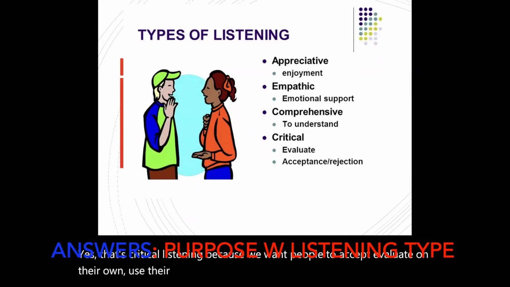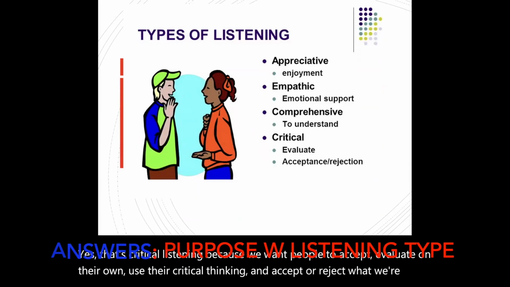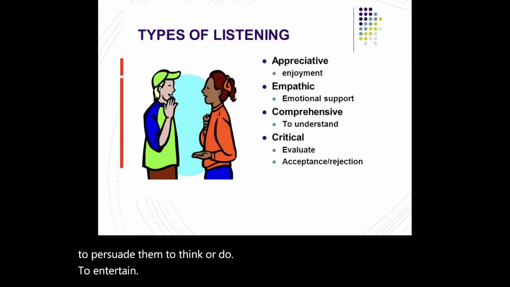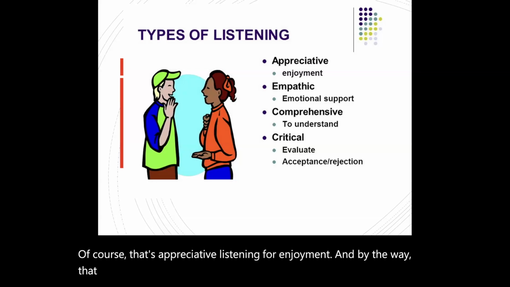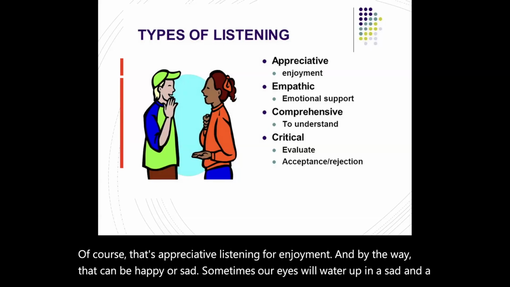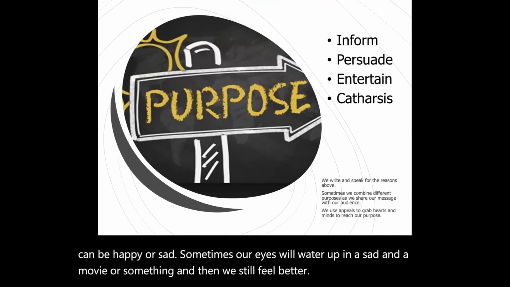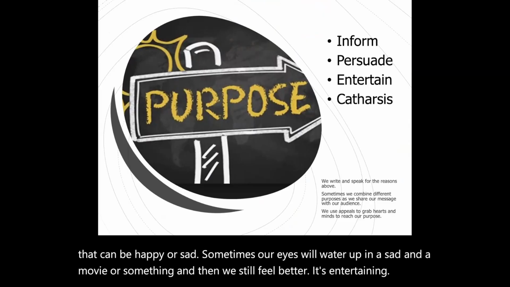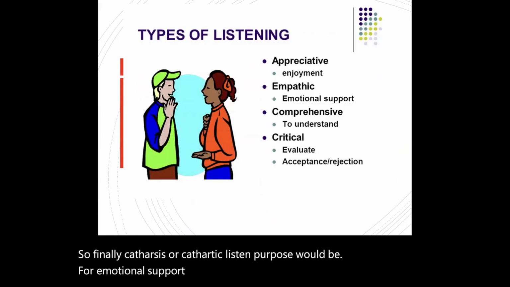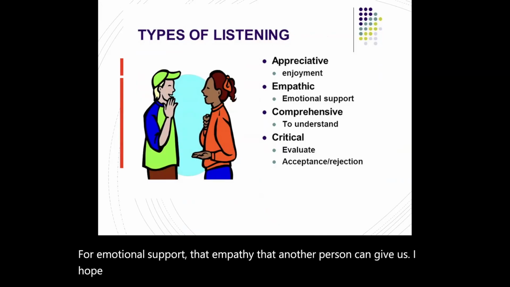thinking, and accept or reject what we're trying to persuade them to think or do. To entertain, of course, that's appreciative listening for enjoyment. And by the way, that can be happy or sad. Sometimes our eyes will water up in a movie or something, and then we still feel better. It's entertaining. So finally, catharsis or cathartic purpose would be for emotional support, that empathy that another person can give us. I hope you have a person who has empathy and can give you emotional support.